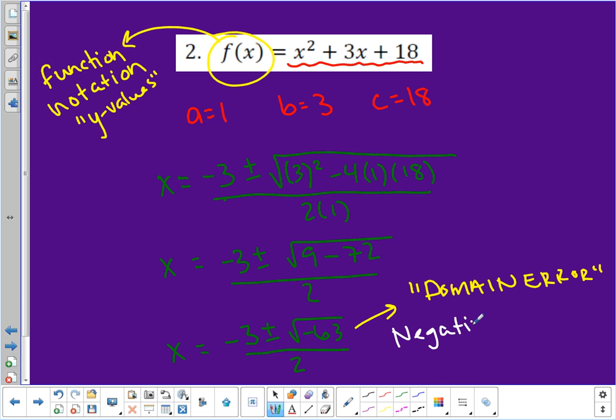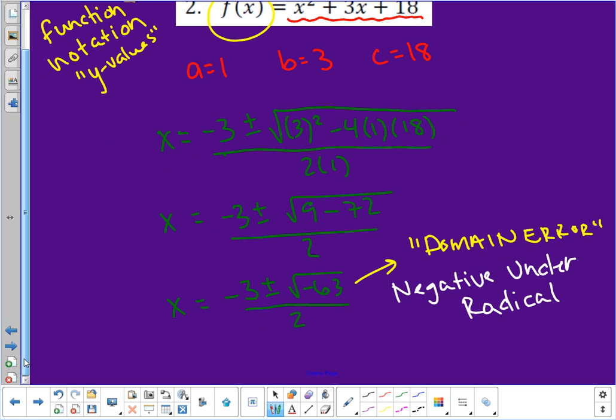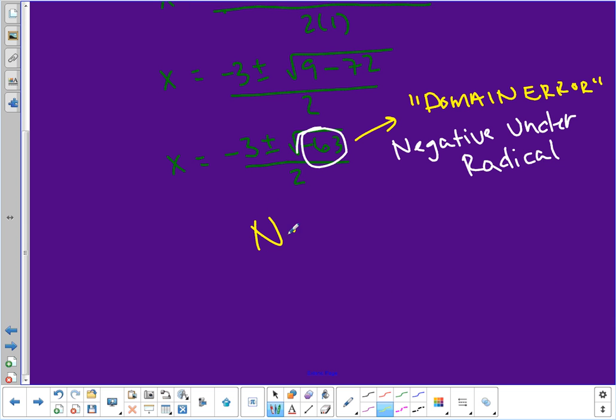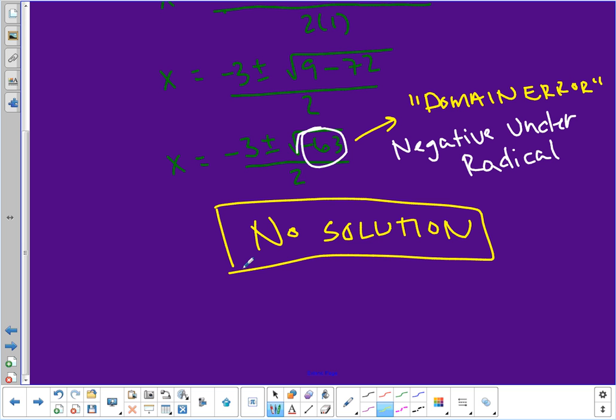If I have a negative under the radical, there is no way that I can take a number and multiply it by itself and get a negative answer. It's not possible. So when I take the square root of a negative number, there is no solution. There is no real solution to this example. As soon as you hit that negative under your radical, you are looking at no solution. Okay, so be careful with that.